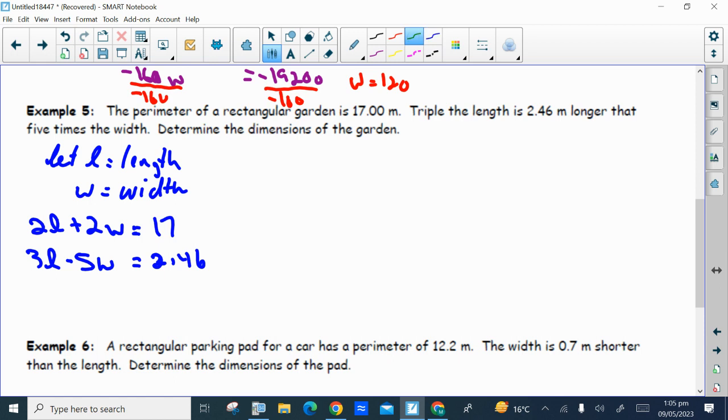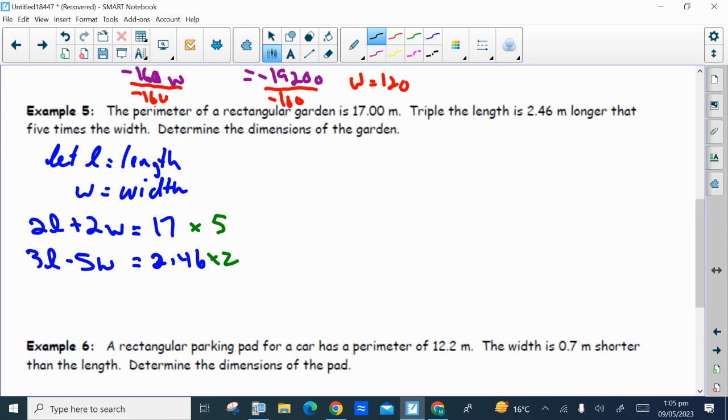If I choose to use elimination for this one, the coefficients in front of the L's are not the same or opposite. Same with the coefficients in front of the W's. In this case, I'm just going to choose to eliminate the W's. I'm going to multiply the first equation by 5, which will give me a 10W, and the second equation by 2, which will give me a negative 10W. I can then add the equations together to eliminate W's.